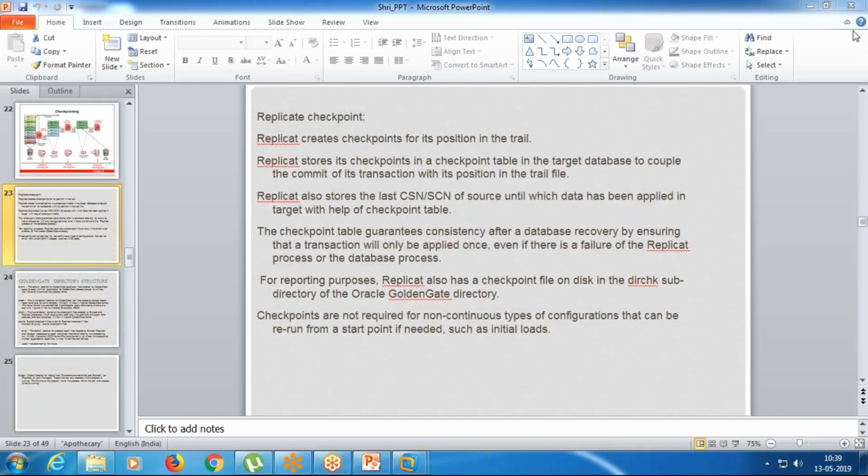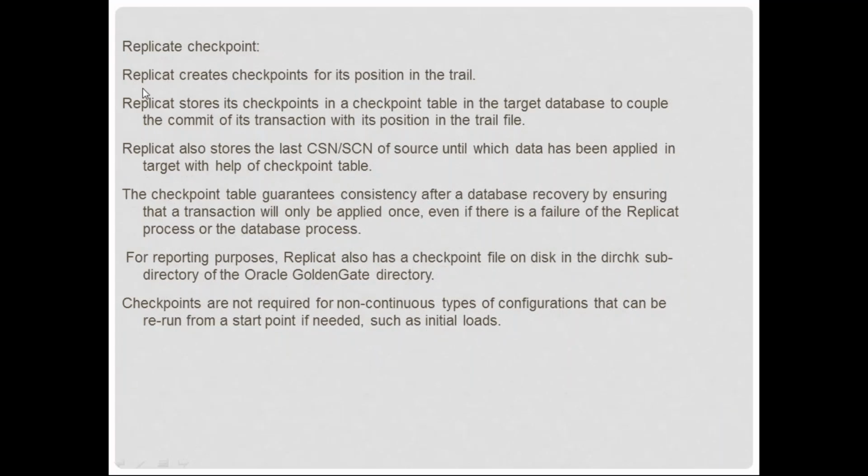Good morning, all. So, we'll continue from the previous topic, that is checkpoints. Today we will see the replicate one. If you can see here, the replicate creates a checkpoint for its position in the trail. Replicate stores its checkpoint in a checkpoint table in the target database to couple the commit of a transaction with its position in the trail file.